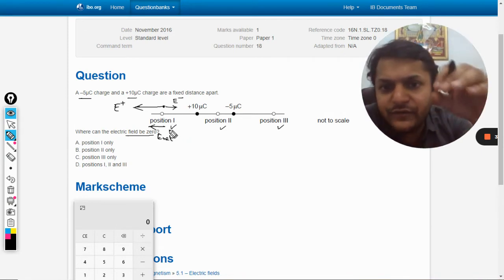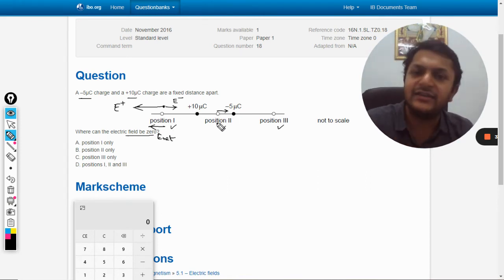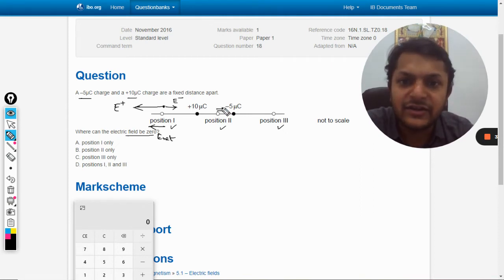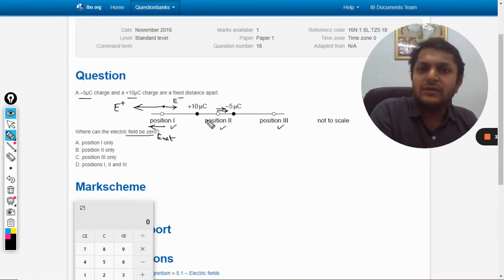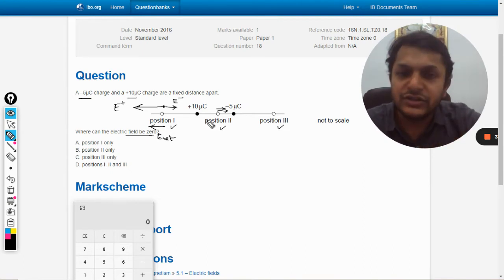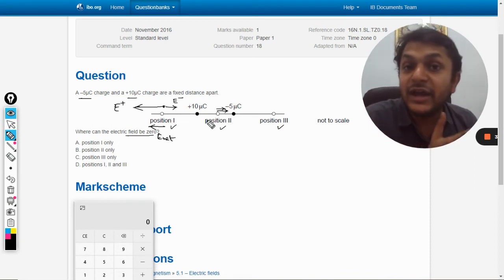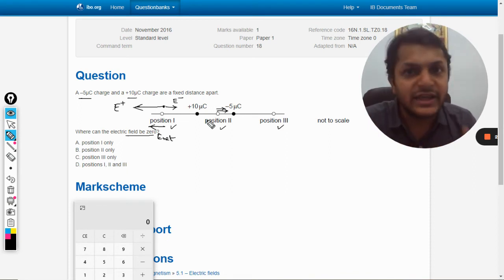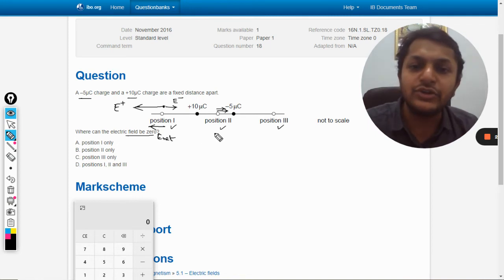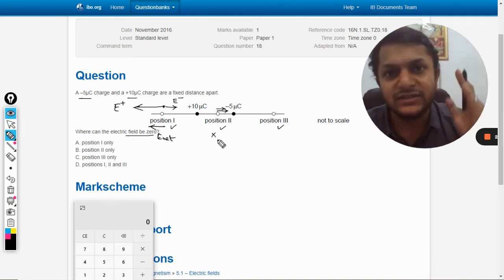So in position two, if we talk, the positive charge will be pushing this point towards the right, and the negative charge will be attracting it towards the right. Definitely, E negative will be lesser than E positive, but both of them are always acting in the same direction, so they can never cancel each other. It means in position two also, the electric field can never be zero.